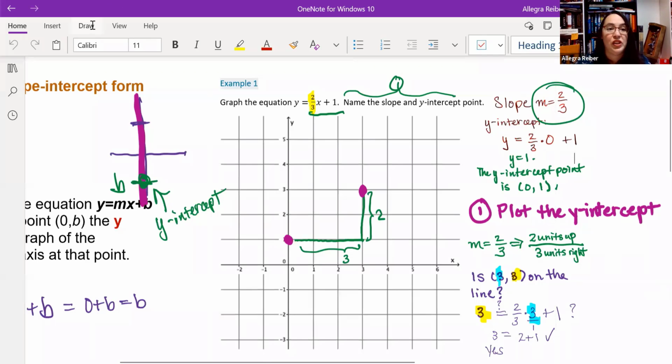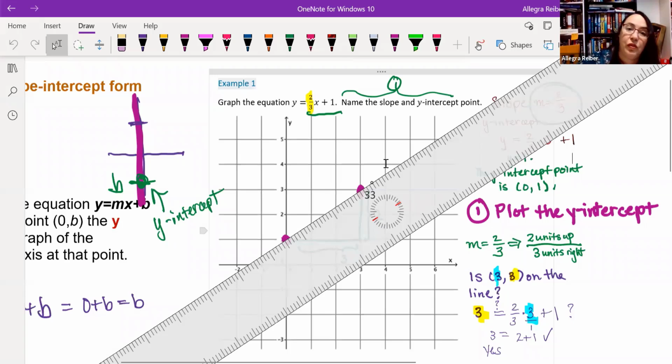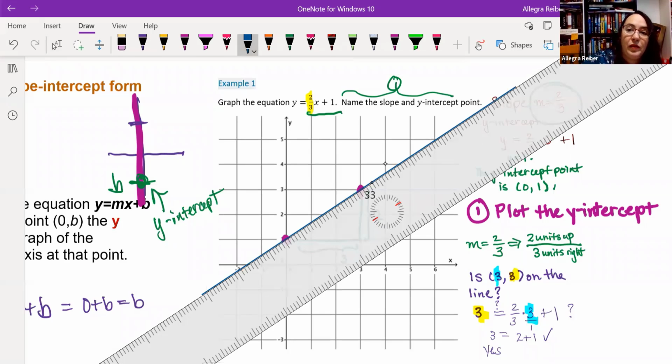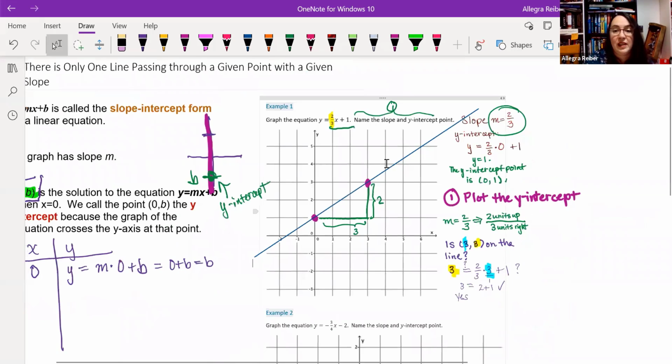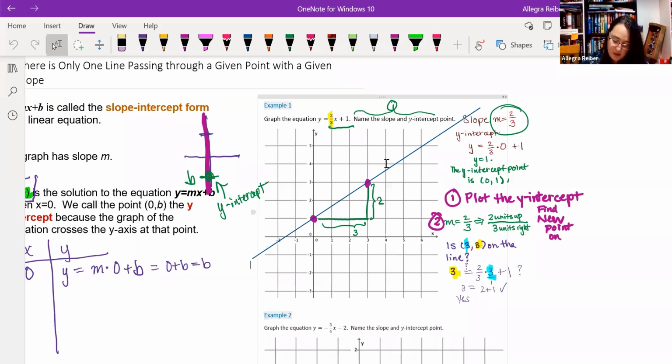So let's take a straight edge out and do that. There's my straight edge. There's my line. So my second step, as we saw it here, after plotting the y-intercept, was to use the slope to determine a new point on the line using the ratio, by using m to make a slope triangle. And then step 3 is to draw a line between my 2 points.